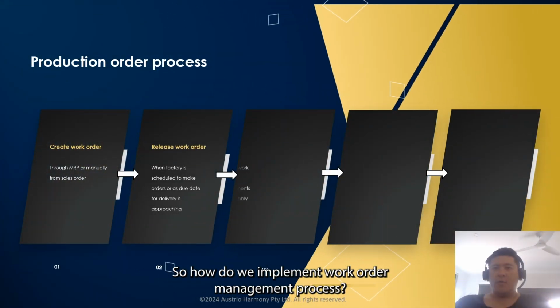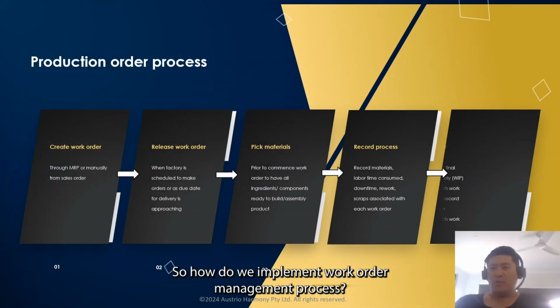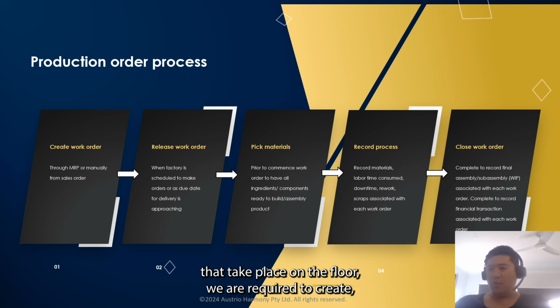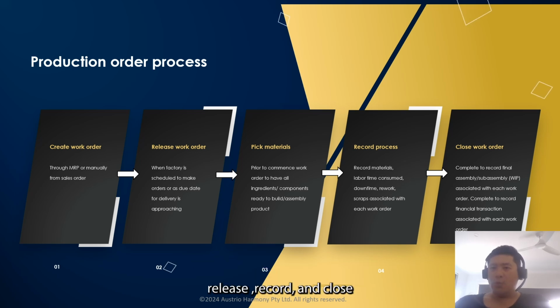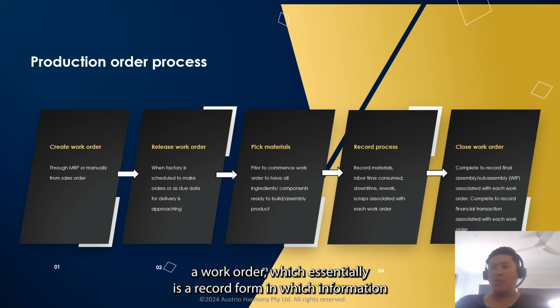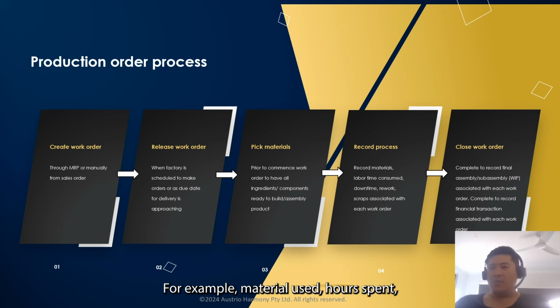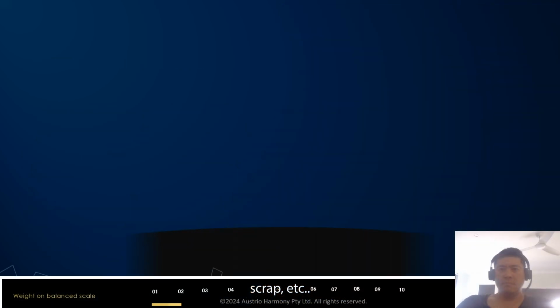So how do we implement work order management process? Well, the textbooks tell us to record actual events that take place on the floor. We are required to create, release, record, and close a work order, which essentially is a record form in which information gets collected and updated with associated economic activities. For example, material used, hours spent, scrap, etc.